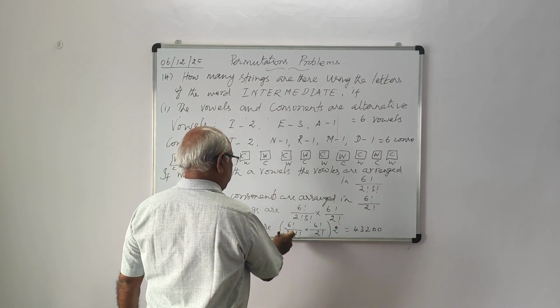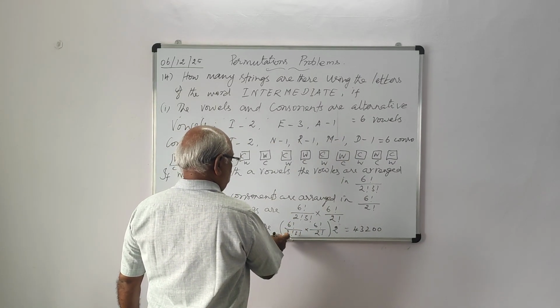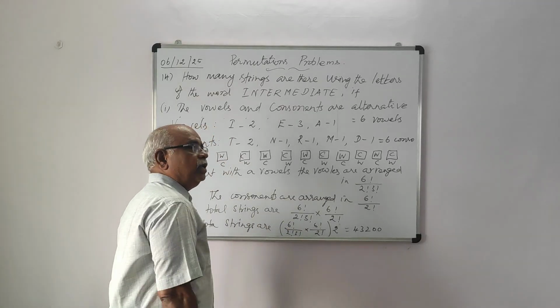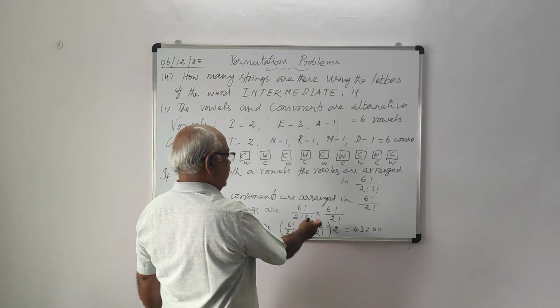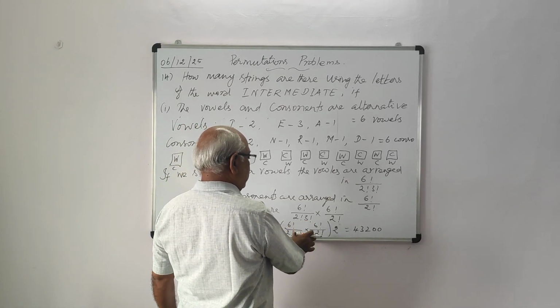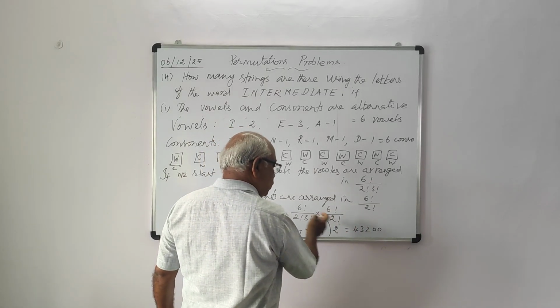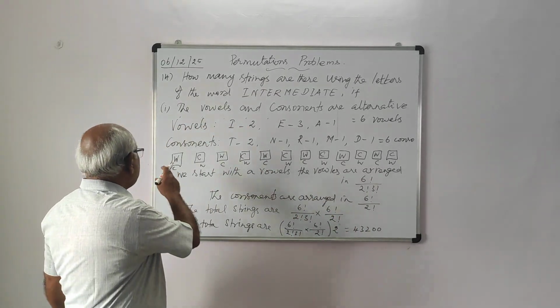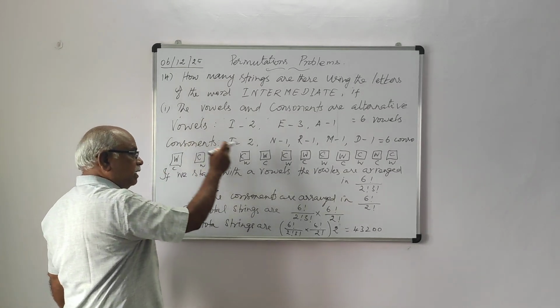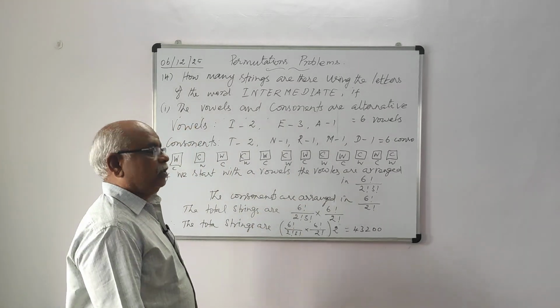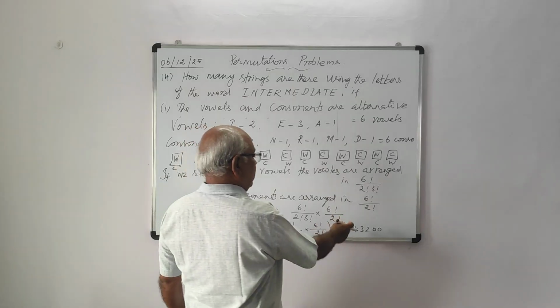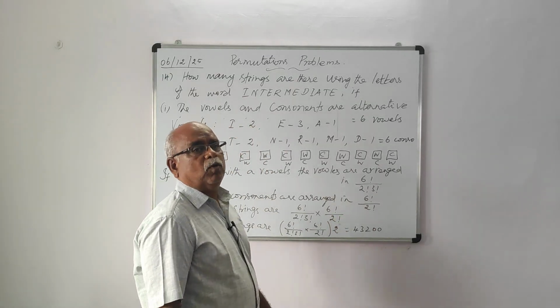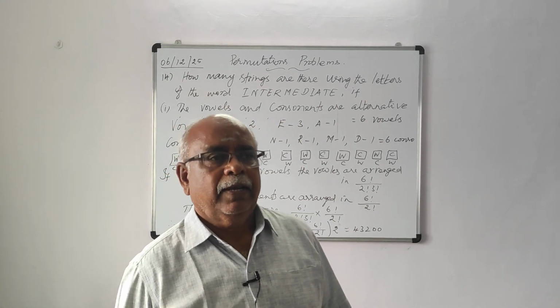If you simplify, 6 factorial is 720, so 720 by 12 into 720 by 2, and you multiply by 2. Why are we multiplying the factor by 2? I explained: if you start with the consonant, the same factor is repeated. Therefore, we have to multiply by 2 and you will get the answer. That's all about the problem. Okay?